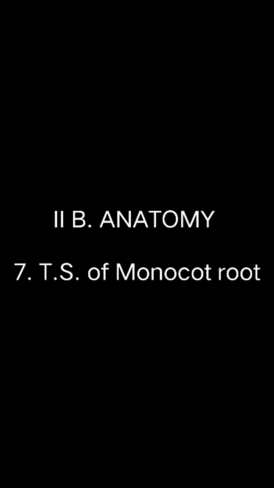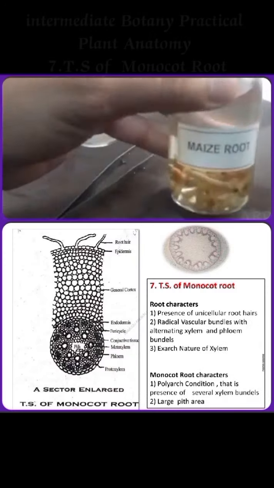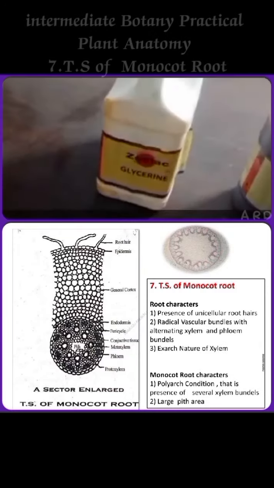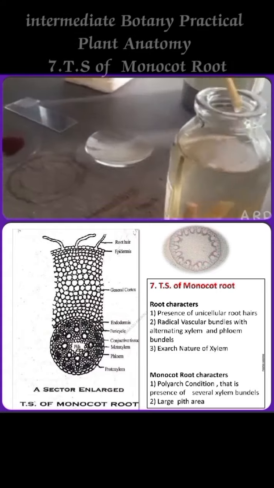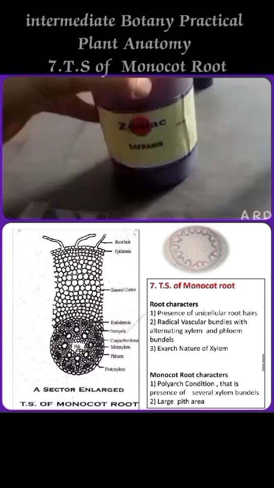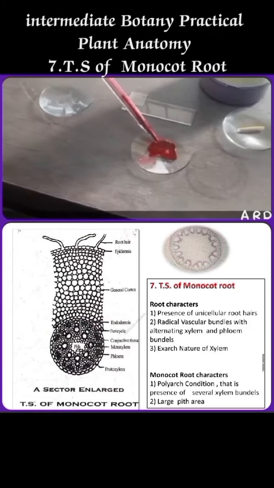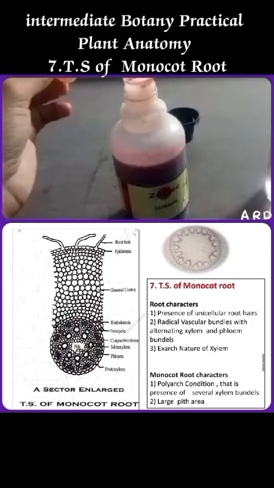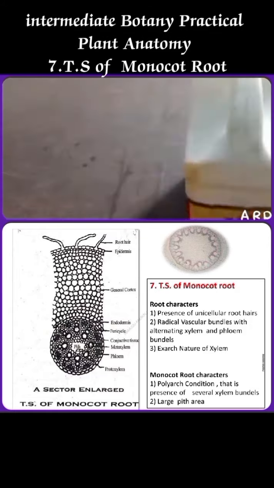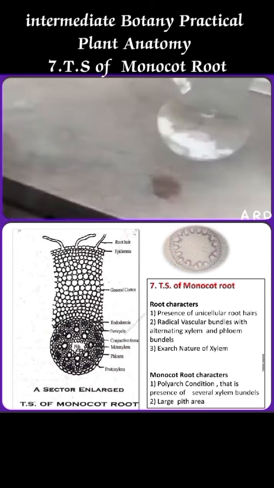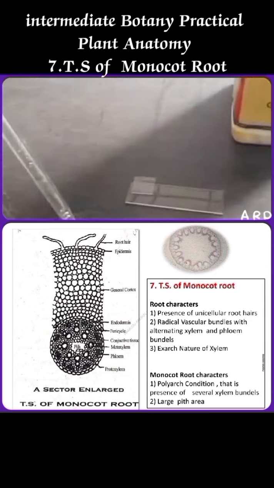Seventh one, TS of monocot root. Characters: presence of unicellular root hairs, radial vascular bundles with alternating xylem and phloem bundles, exarch nature of xylem, polyarch condition, that is presence of several xylem bundles, large pith area is found.